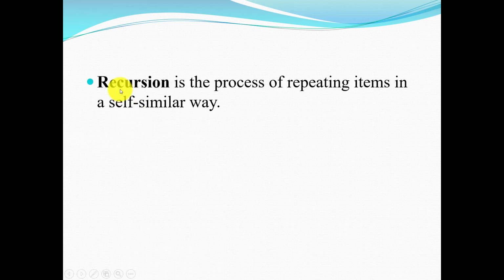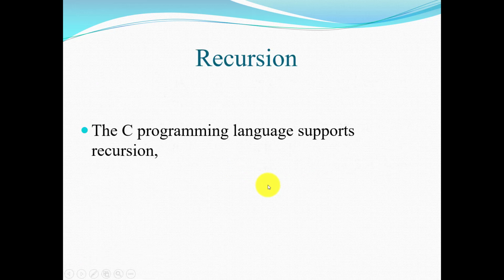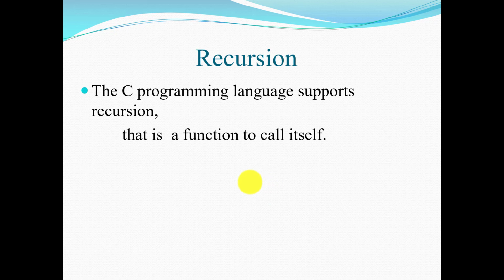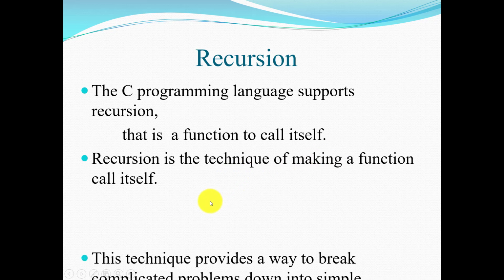Now what is meant by recursion? Recursion is the process of repeating a term in a self-similar or similar manner. That is, if you allow a program to call a function inside the same function, calling the same function again is called a recursive call of the function. C programming language and every language supports recursion. It's a technique of making a function call itself, called recursion.